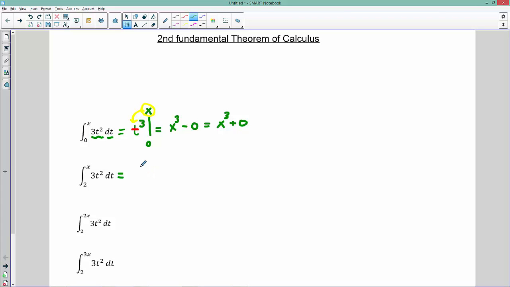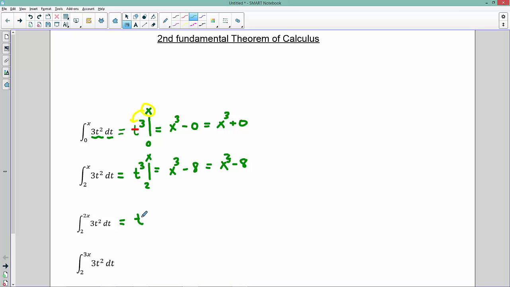All right, let's do the second one. So the second one would be t to the third, evaluated this time from 2 to x, not 0 to x. Other than that, it's exactly the same. And that would be x to the third, like we had before, minus 2 to the third, which is 8. Okay, and I really don't need to write it twice, but I will. X to the third, sorry about that. Minus 8.